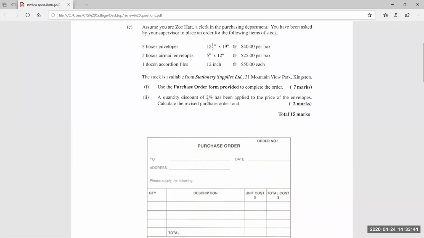So find 2% of 245 for me. Look here, 2%. 2% of 245 gives us what? A discount of how much? Two divided by 100 multiplied by 245 gives us how much? 4.9. So that's $4.90, right?